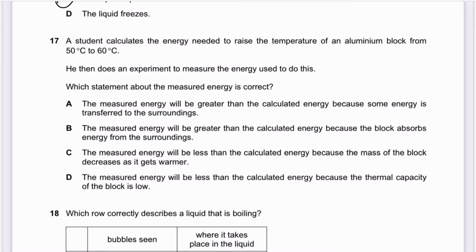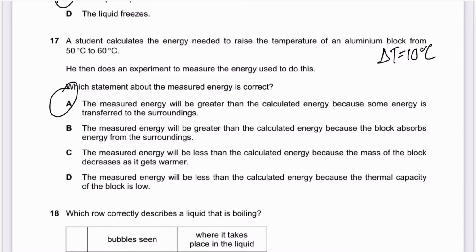A. Okay, so the increase in temperature is 10 degrees Celsius. Then he does an experiment to measure the energy used to do this. Which statement about the measured energy will be correct? A. The measured energy will be greater than the calculated energy because some energy is transferred to the surroundings. Is that correct? Yes, it's correct.